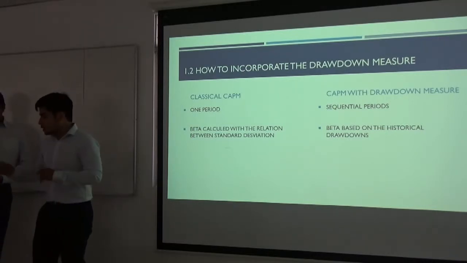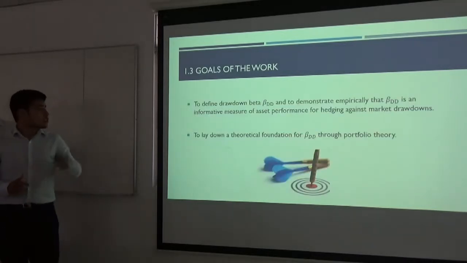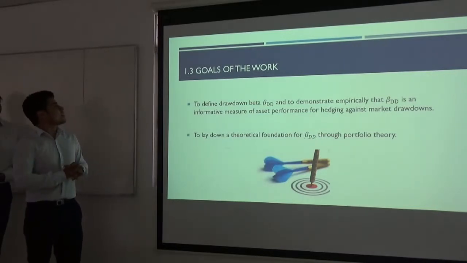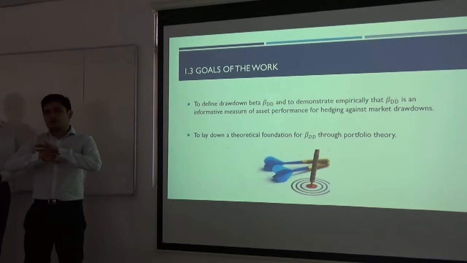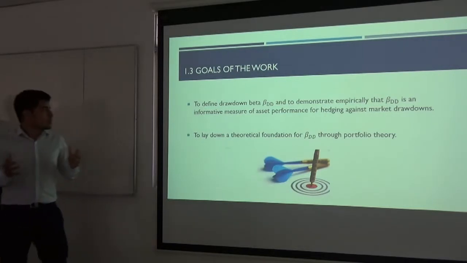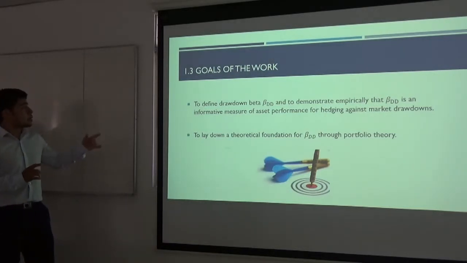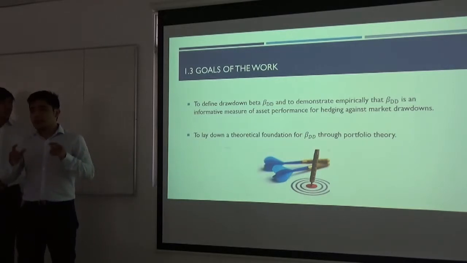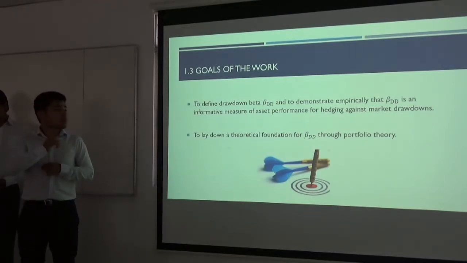And in the CAPM with drawdown measures, the beta is calculated based on the historical drawdowns. Well, now I'm going to explain the goals of the paper. The first one is to define a drawdown beta and to demonstrate empirically that it's an informative measure of an asset's performance for hedging against market drawdowns.